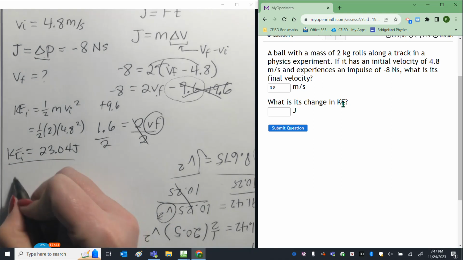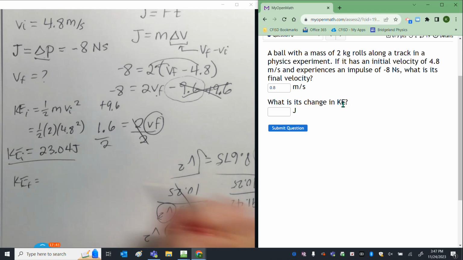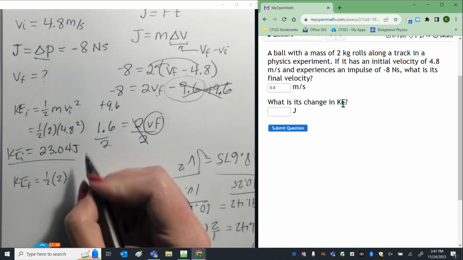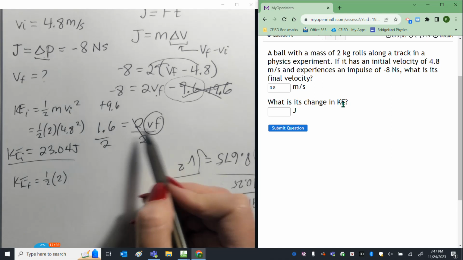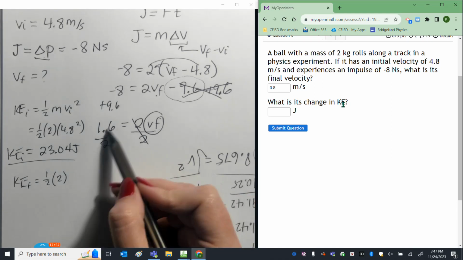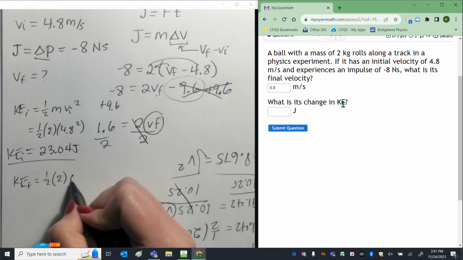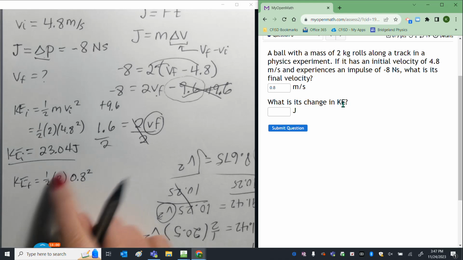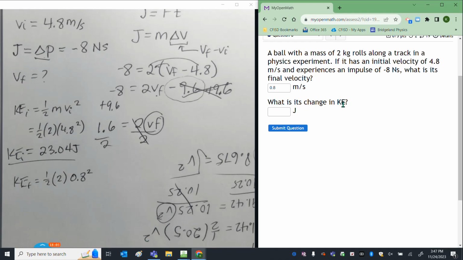Okay, so KE final is going to be equal to 1/2. The mass is still the same, it's still 2, times the final velocity that we found just a moment ago. Again, it was 0.8. And again, that has to be squared according to the equation, 1/2 mv squared. So again, half of 2 is 1, so it's really just 0.8 squared, which is 0.64.